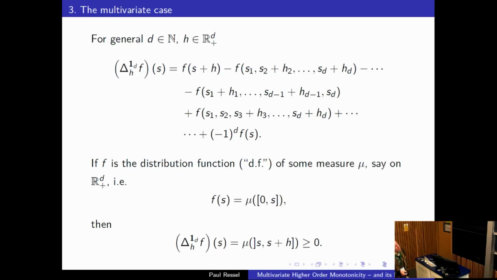Why are these functions important? Well, if f is the distribution function of some measure on R_+^d, then this f of s is the measure mu of the d-dimensional interval from 0 to s. Then this difference with h and with the vector 1 is just mu of this half-open interval.